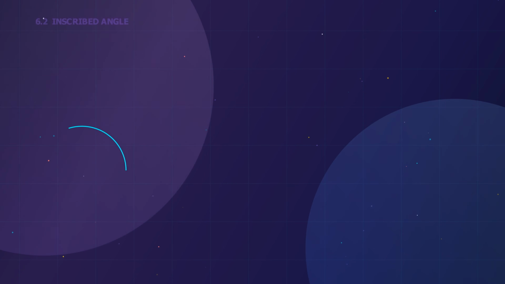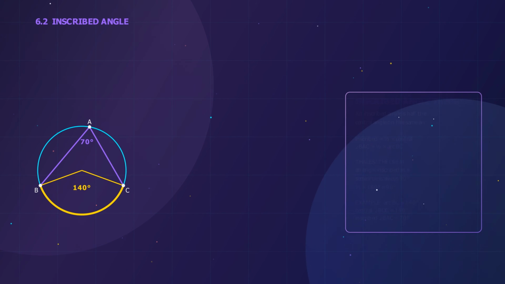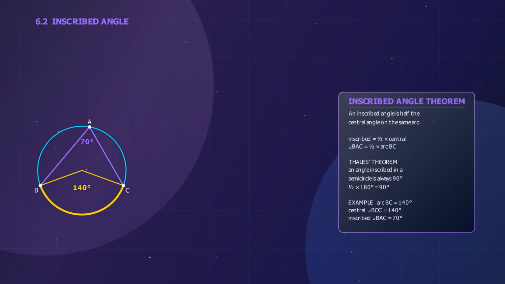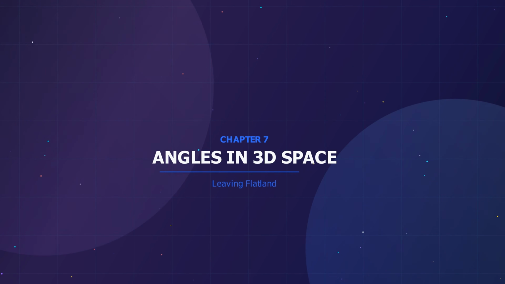But move that vertex out onto the circle itself, and something remarkable happens. The inscribed angle is exactly half the central angle standing on the same arc, and when that arc becomes a full semicircle, the inscribed angle is always a perfect right angle. This is Thales' theorem.